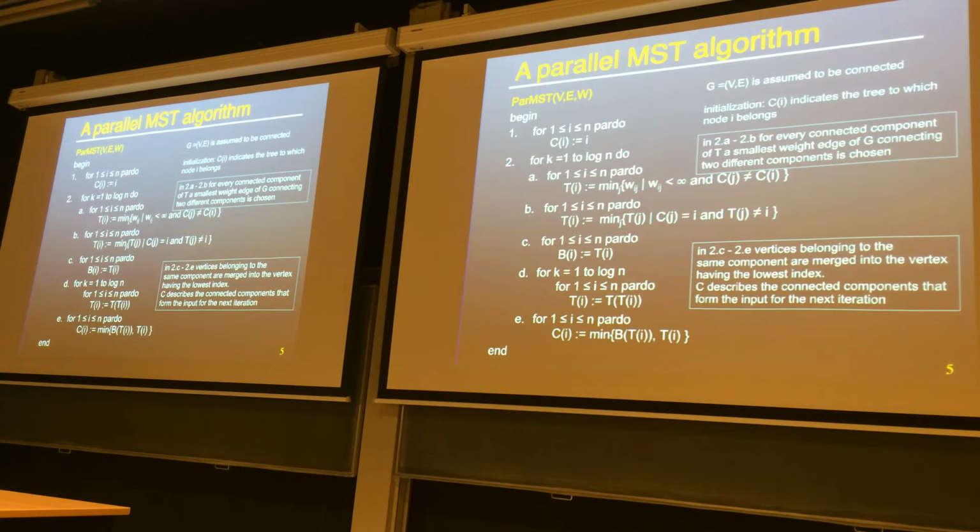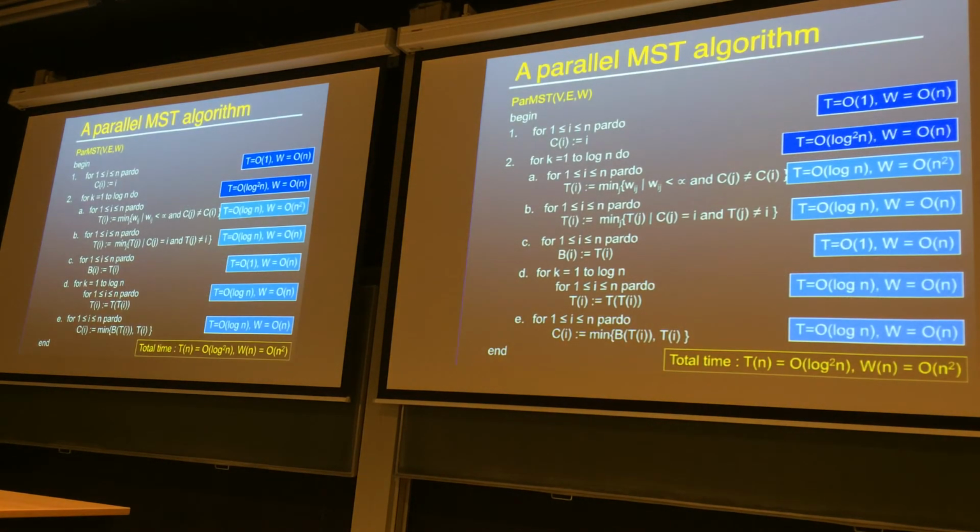Here is the total algorithm. It looks quite involved. If you would like to study it, you are free to do so, but I will not require that to be part of the examination. And the basic idea is this idea of merging components and of using the simple property of minimum spanning trees. So here the final result: Tn is log squared and Wn is equal to n squared.